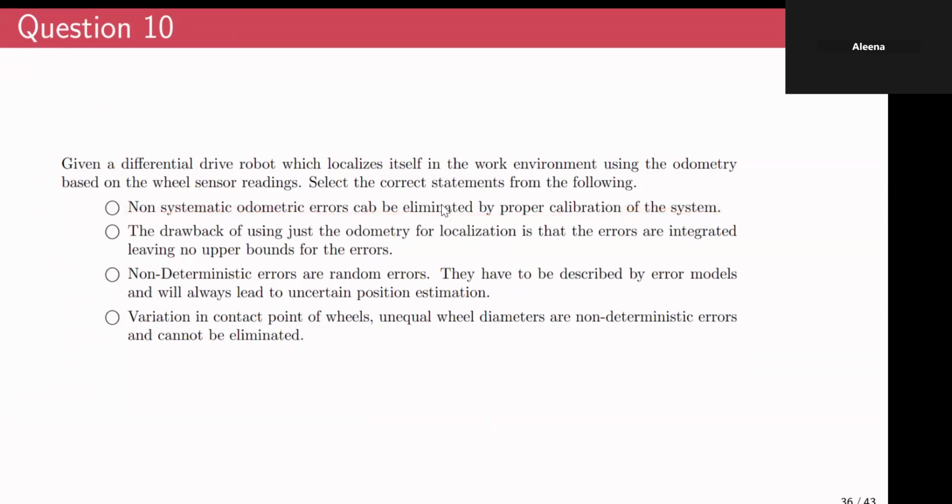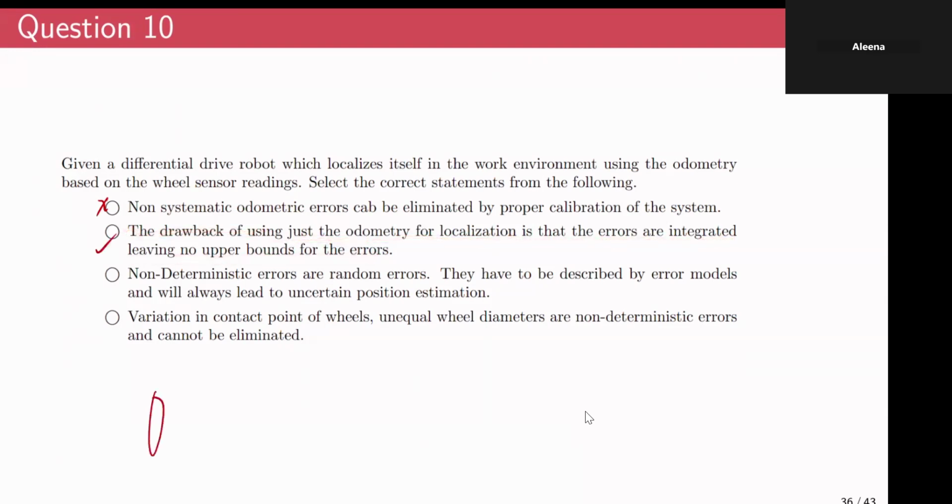So that is false, right? By definition, we can only eliminate systematic errors. Non-systematic errors or random errors cannot be eliminated, but we can somehow model them using some probability distribution. So the first is indeed false. The second statement is the drawback of using just the odometry for localization is that errors are integrated, leaving no upper bounds for errors. So that is indeed true, right?